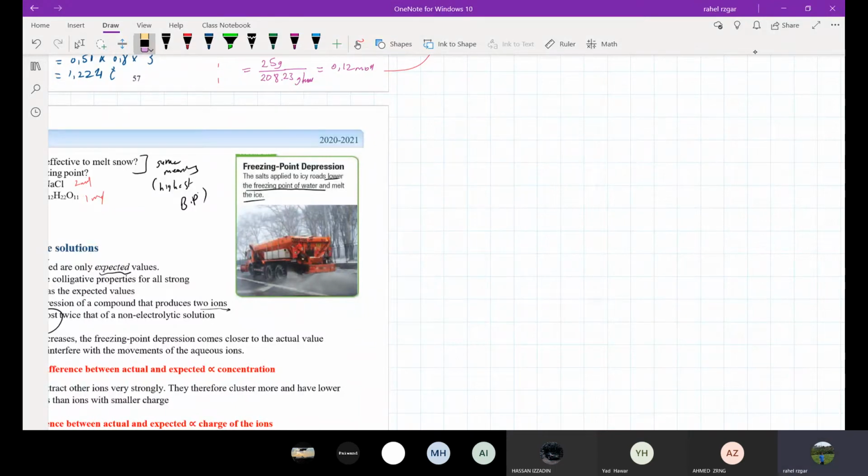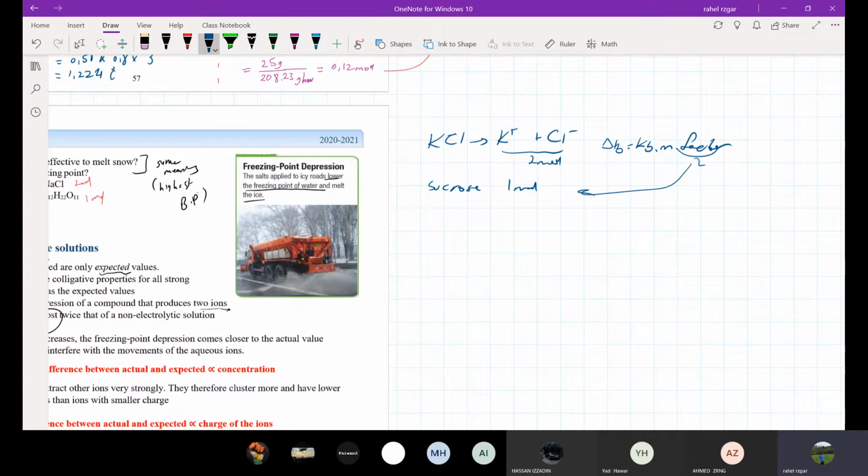For example, we have KCl. KCl becomes K and Cl, so it has a factor of 2 moles, compared to sucrose, which has 1 mole. So in our calculations, for example, for freezing point or for boiling point, it becomes Kb times mole times factor. If the factor is 2, it's twice as much as a non-electrolyte.